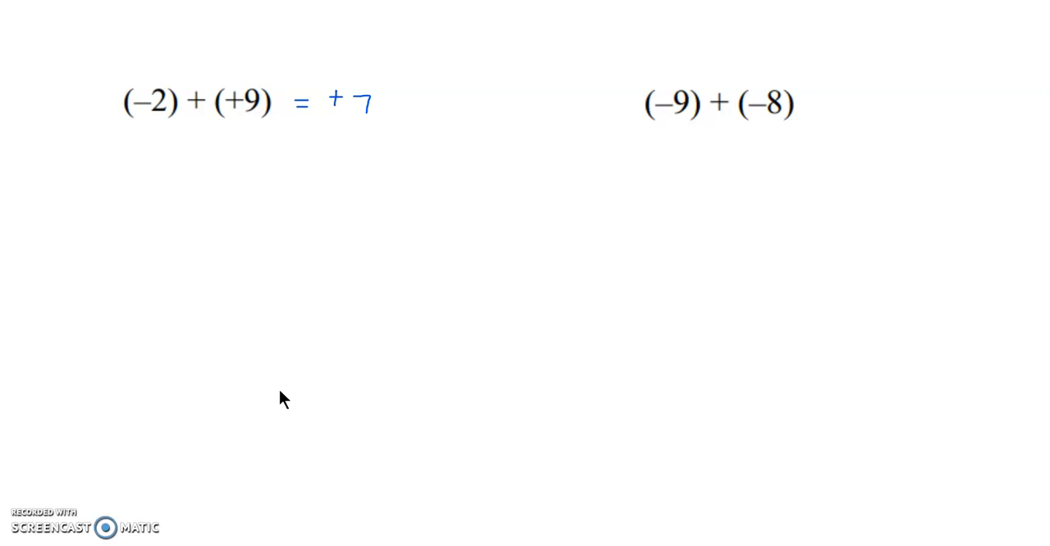For the next example, we have a -9 plus a -8. This time the signs are the same. So when the signs are the same, I'm going to keep the sign and I'm going to add the numbers, giving a result of -17.